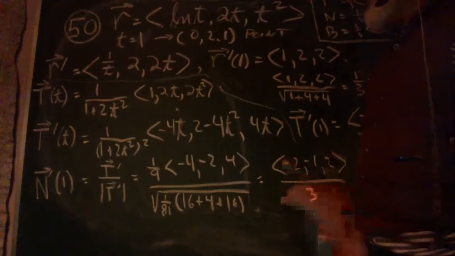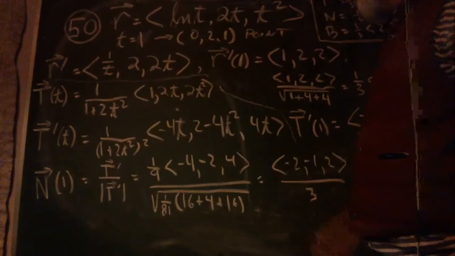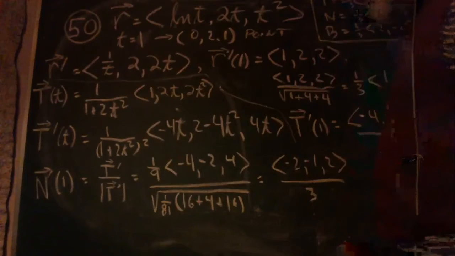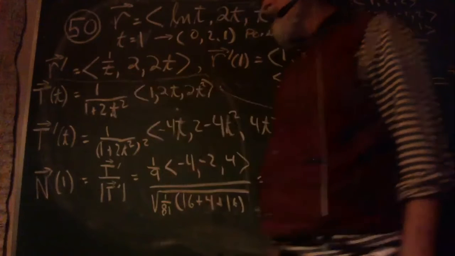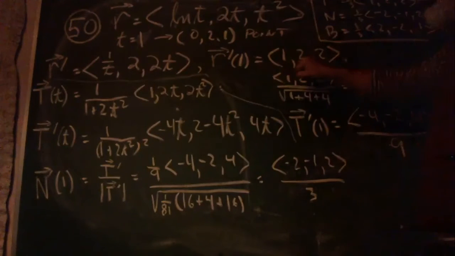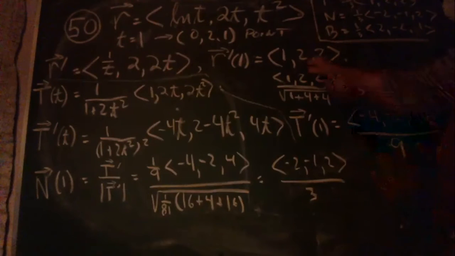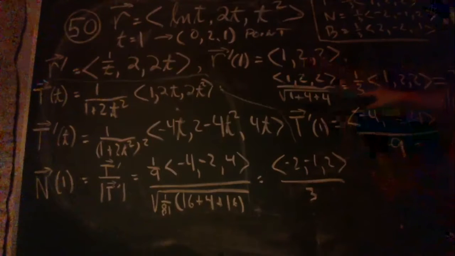And I found the mistake. It was about a third of the way through. I think I blew some factoring in here. So remember R prime, easy to do. And R prime of 1 is 1, 2, 2, we got that. Yay. Now when you turn this into a unit vector, all you do is divide by its length, and the square root of 9 is 3. We had this, and that's the correct T.